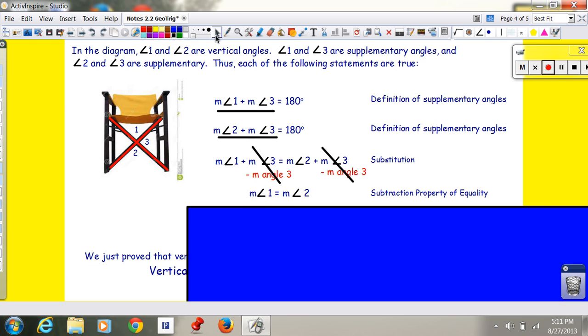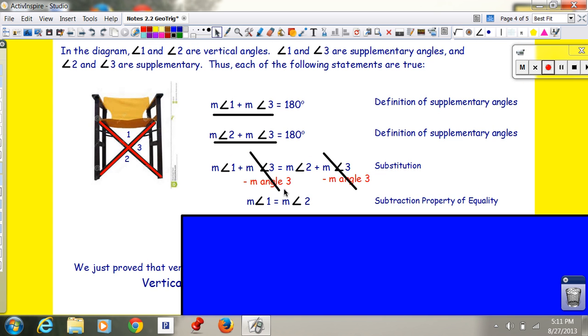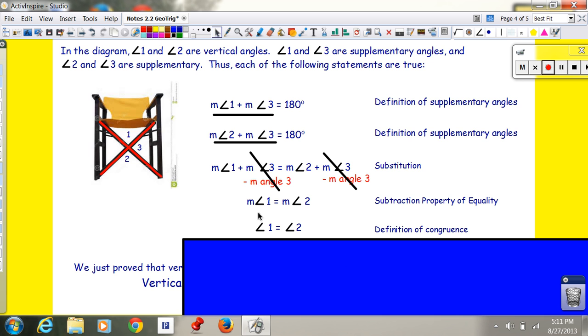Basically, this is algebra 1. Most of this is algebra 1 stuff, just subtracting on both sides. Angle 1 would equal angle 2. And then if the two measures are equal, that means the two angles would be identical to each other. The one would fit on top of the other, so they would be congruent.